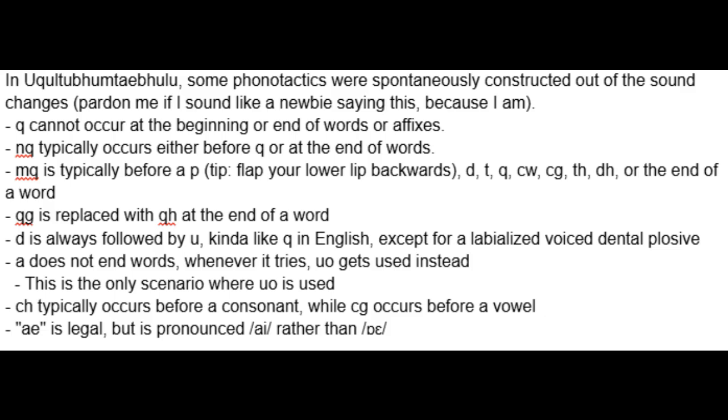Middle Quatrammotile has a few more rules, like that Q can't occur at the beginning or end of words or affixes, NQ typically occurs before Q or at the end of words, MQ is typically before a P, D, T, Q, CW, CG, TH, or DH or the end of a word. QG is replaced by QH at the end of a word. D is always followed by U, kind of like Q in English. A doesn't end words, instead UO gets used, and CH typically occurs before a consonant while CG occurs before a vowel, and AE is pronounced I rather than OI.